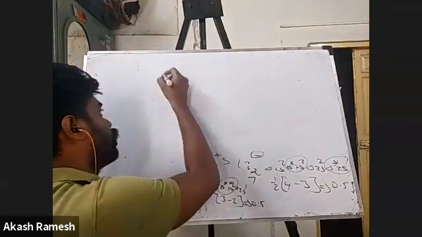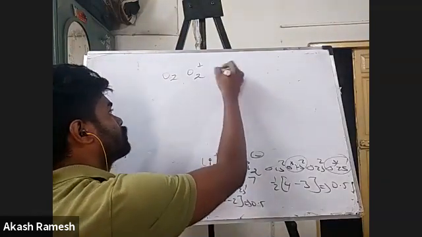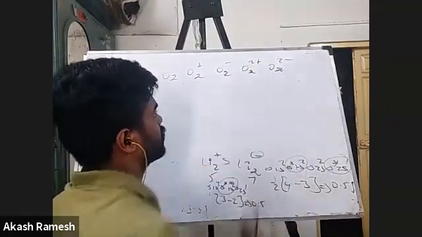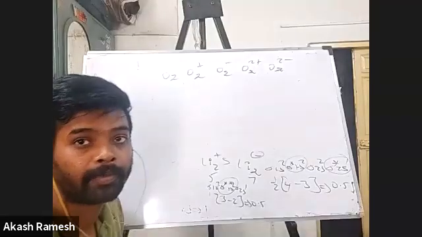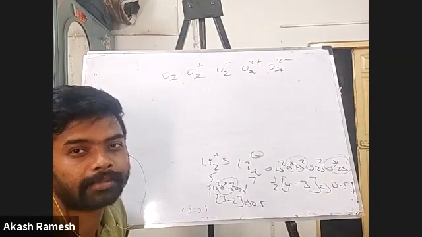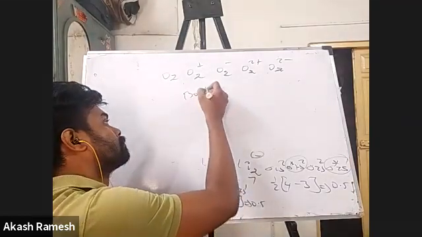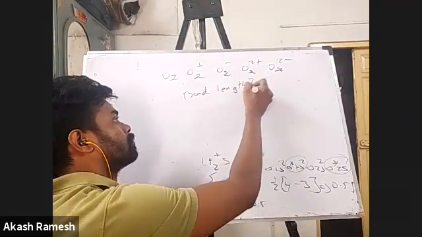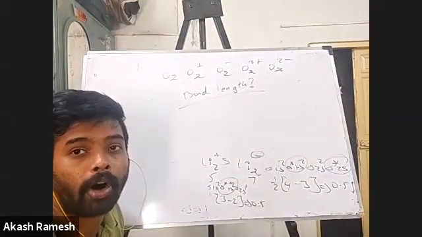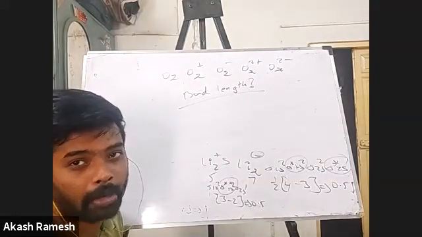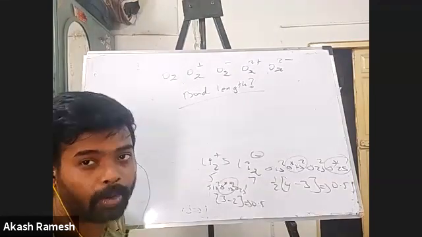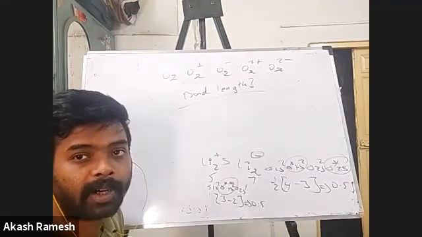You're going for O2, O2 plus, O2 minus, O2 2 plus, O2 2 minus. So I have all these things. I want you to arrange them in the order of bond length. So again, bond length or bond strength or stability, whatever is asked, you have to write the electronic configuration in terms of MOs, find the bond order, and arrange them.